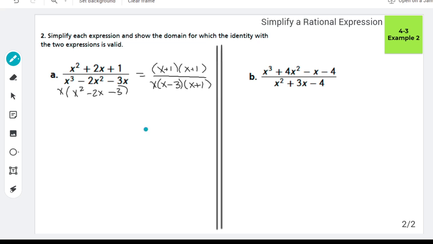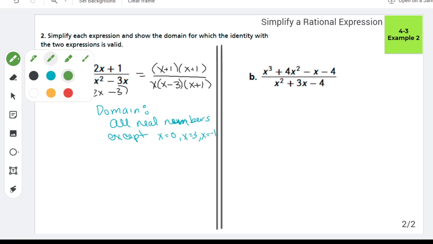Now we have to state our domain, right? Alright, so our domain is all real numbers except x equals 0, x equals 3, and x equals negative 1. Alright, so that's another way that you might see the domain written out. So they'll say it in words, right?